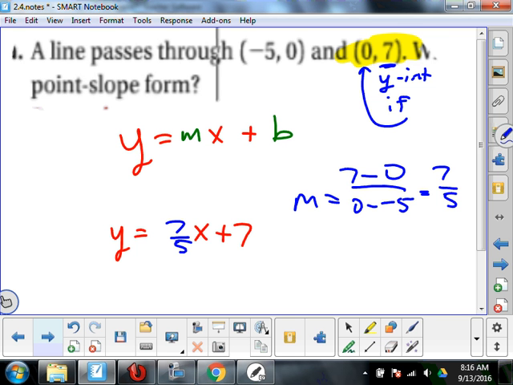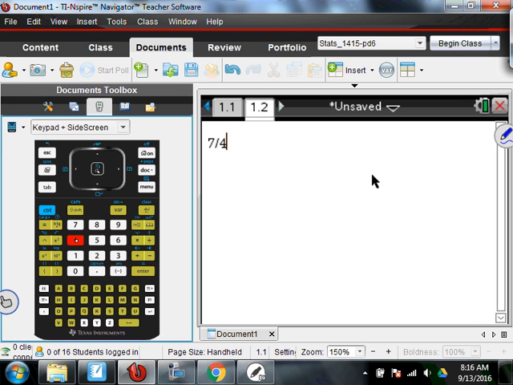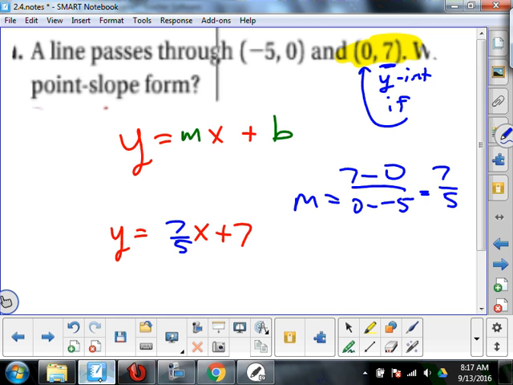Well, that reminds me of something. You know what it reminds me of? Decimals. I don't know why people like decimals. They're going to take the quiz, they're going to take the test, and they're going to take 7 divided by 5, and they're going to make a decimal out of it, and they're going to write 1.4. So they're going to put the slope in as 1.4.